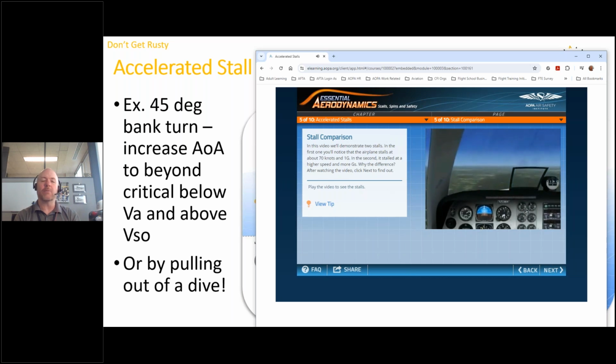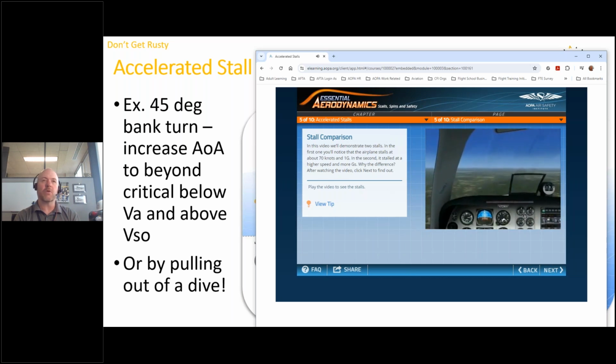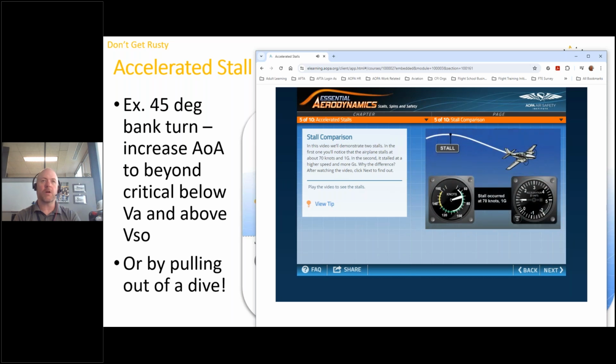There's the horn. You can't hear it, but it does show it on the video if you were to watch this in the course. And then they recover, and then they'll show you the parameters here. So it's stalled at about 70 knots at 1G.